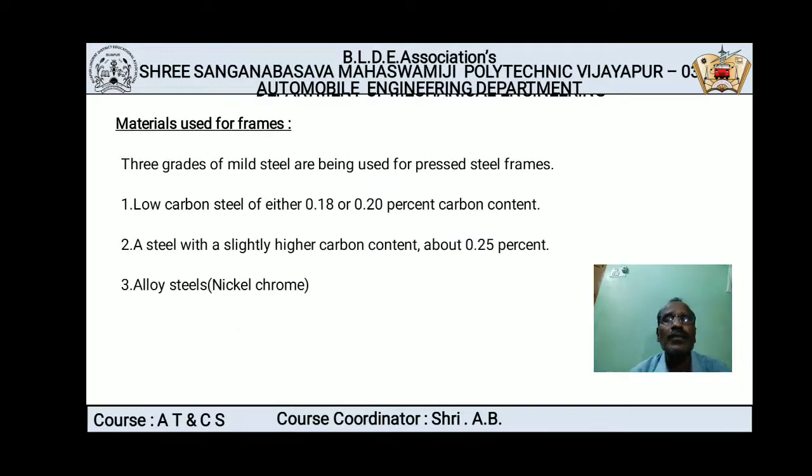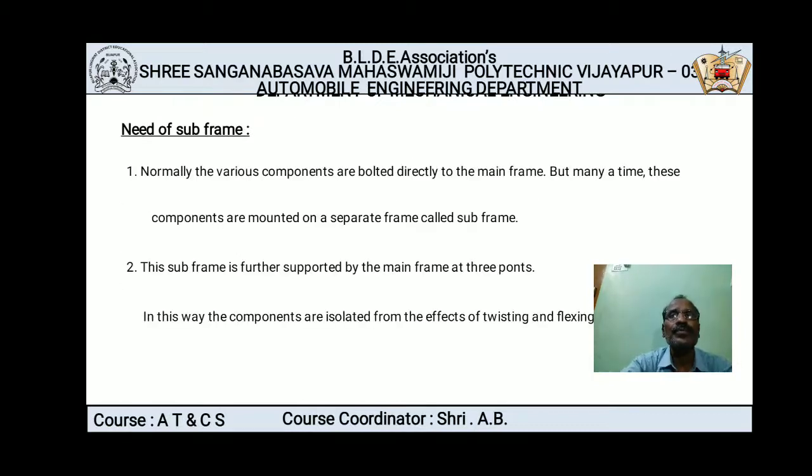Materials used for the frame. Now, three grades of mild steel are used for pressed steel. One is low carbon steel, another one is a steel with slightly higher carbon, and the last one is the alloy steel, which we call nickel chrome. Low carbon steel has 0.18 or 0.2% carbon content, and the slightly higher carbon steel has about 0.25% carbon. These are the materials which we use for the construction of the frame.